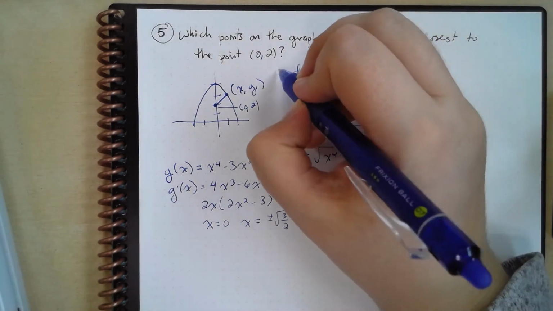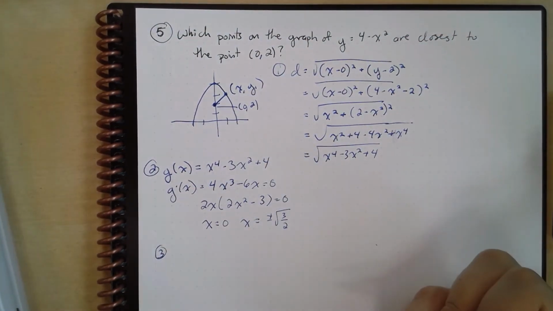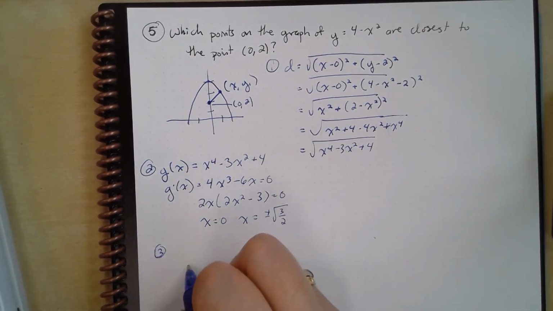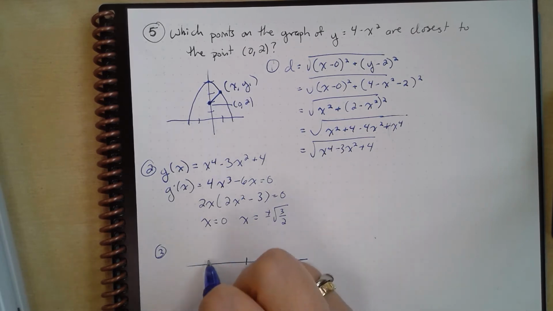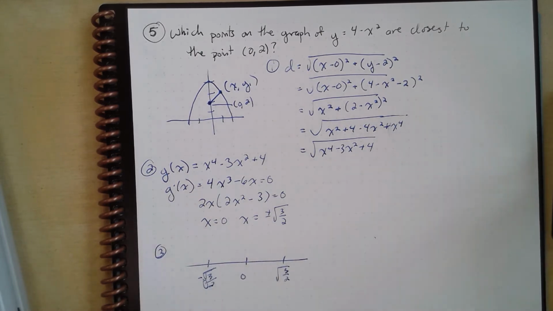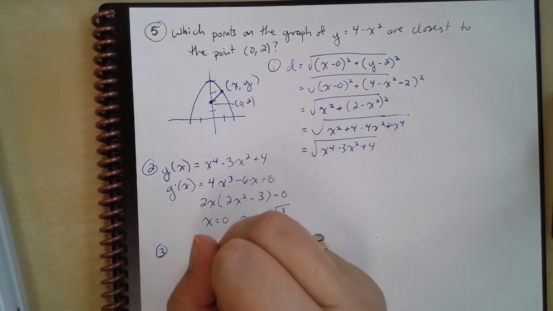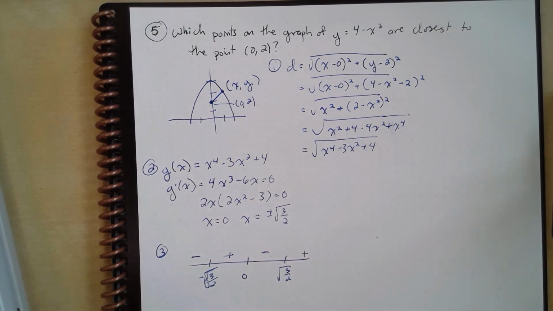So this was the first thing we did. This is the second thing we did. Now we're going to do our third thing. What are we going to do? We're actually going to do the first derivative test. All right, so I have 0. I have radical 3 over 2. I have negative radical 3 over 2. That should all be under a radical there. So if I test this, over here, this value is going to be positive. This value is going to be negative. This value is going to be negative. This value is going to be positive.